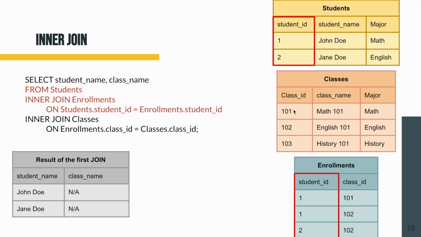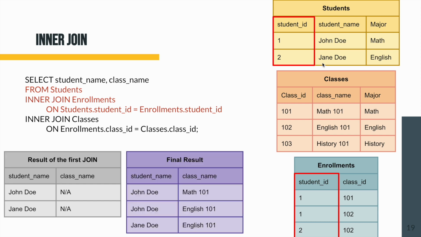So the first part, we were saying that student ID 1, when we match it, we know it's John Doe, and student ID number 2, when we match it, we know it's Jane Doe. So now putting the entire thing together, it would be that student ID 1 was John Doe, but we also know the class ID was 101, so it's math 101 for him.